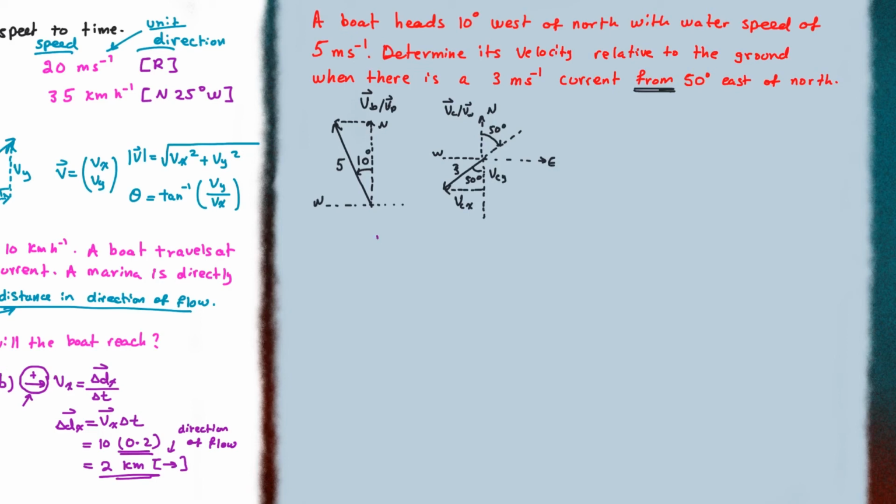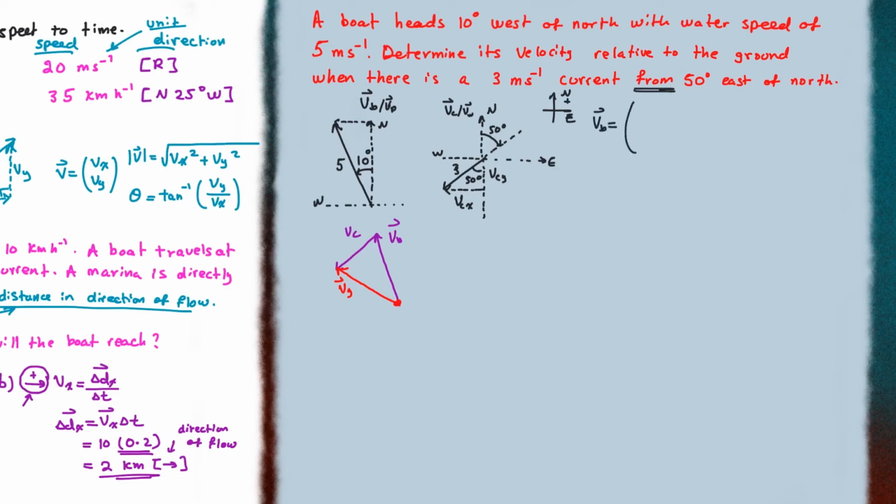Let's combine them for a mental image. We have the first vector, which is VB, added to V current, and the final vector originates from the tail to the head, and VG should be going in this general direction. We're going to choose a positive coordinate system, and we're going to take north and east to be positive.